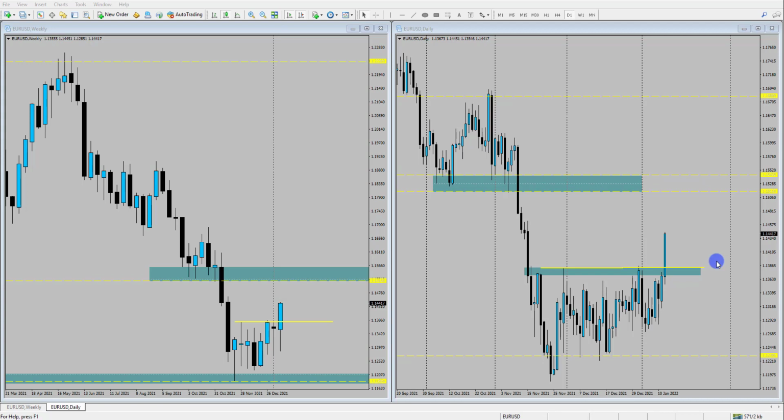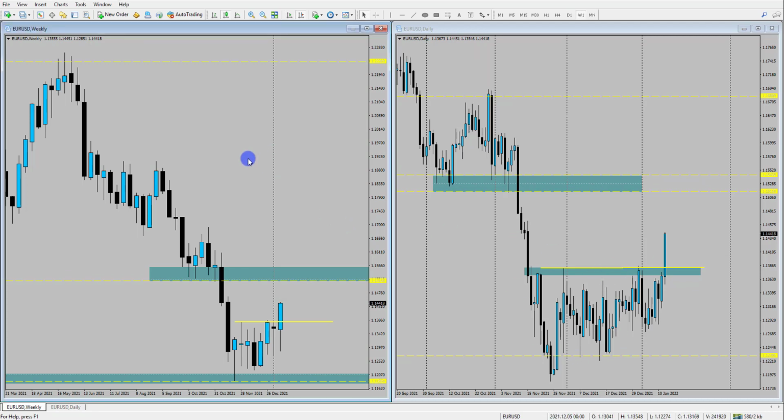So the CPI data came out today, came in better than forecast, with signs of a small decline. The market has jumped on that as its opportunity to start selling the US dollar, and price has now broken through this range high area.